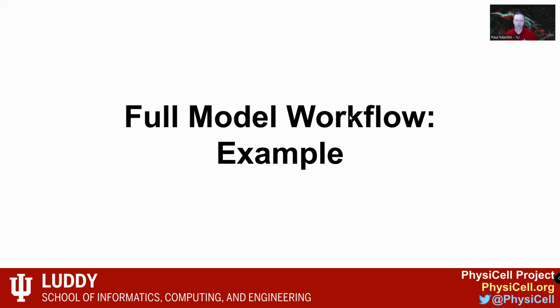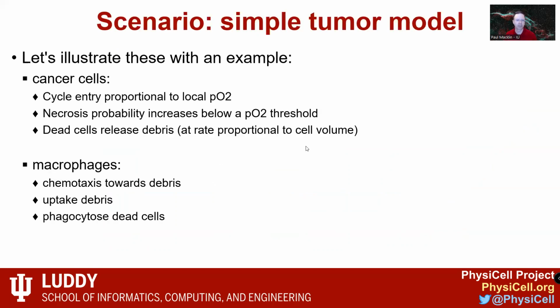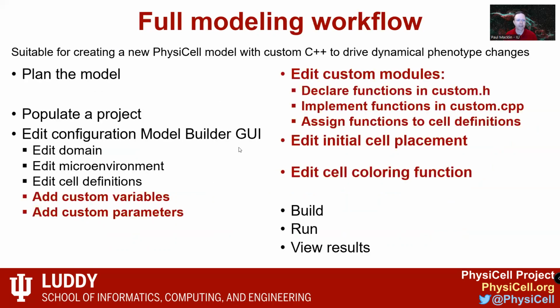So let me now introduce the full modeling workflow and give an example. To make this concrete, we're going to do a very fixed model. We're going to start with 2 cell populations. Cancer cells will have a cycle entry proportional to local oxygenation, and necrotic death will have a probability that increases once you're below some threshold. Dead cells are going to release debris at a rate proportional to their volume, and we're going to use that debris to attract macrophages. So they'll chemotax towards debris and consume it, and if they encounter a dead cell, they will phagocytose that dead cell. That's what we're going to do.